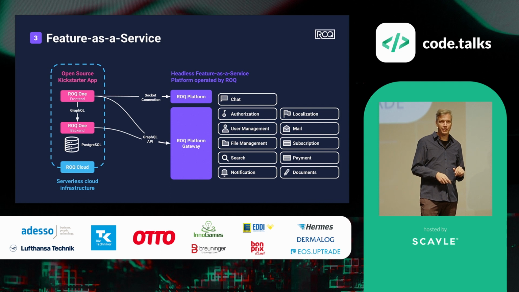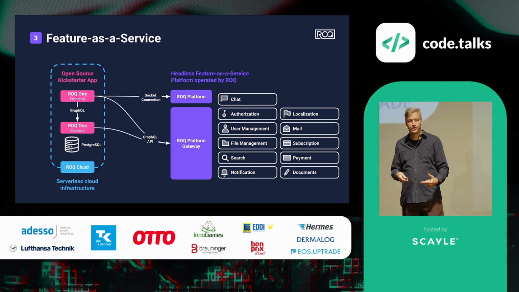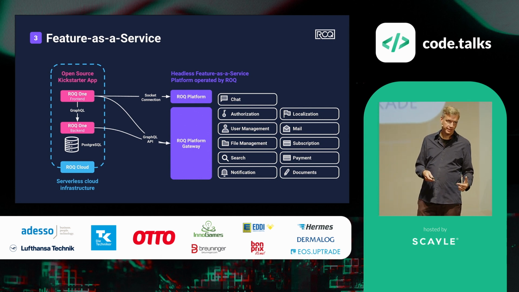And then you have these advanced features: a chat system, search engine, subscriptions, payments. And this here is shipped via API. So there is a headless, we call it feature as a service system that gives you a GraphQL API and a socket connection. In this way, you can access all these features.